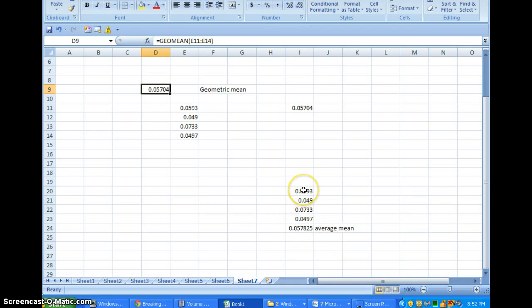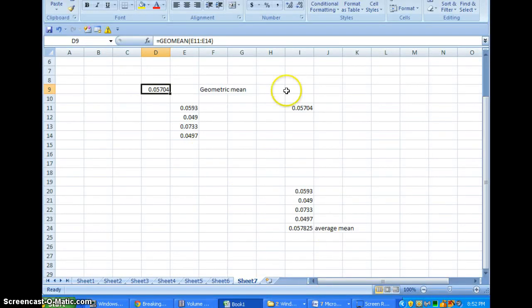You can see what happens right here: you just take the 4 numbers and you divide by 4, and that's why it's always slightly higher. The geometric mean is always better for calculating annual returns because it's going to take into consideration the concept of compounding. So that's how to do number 4.